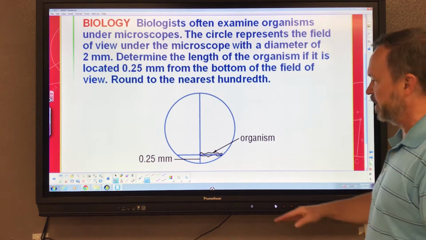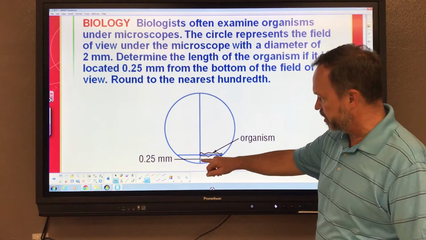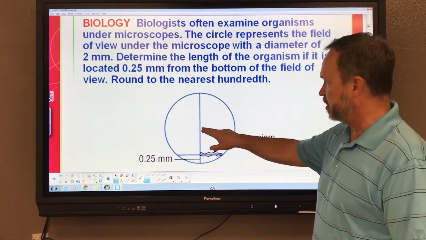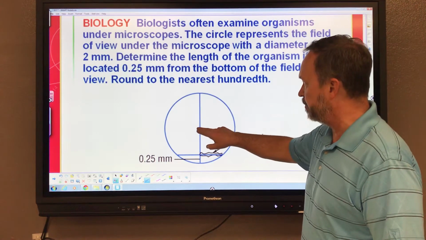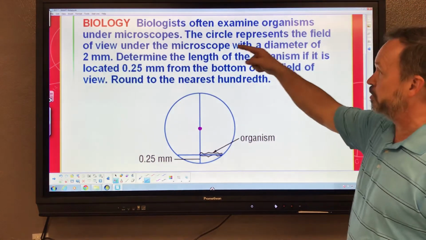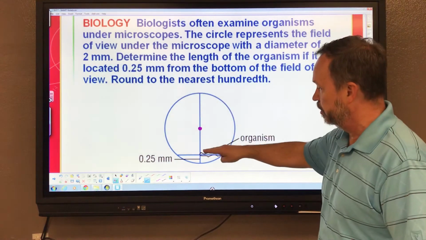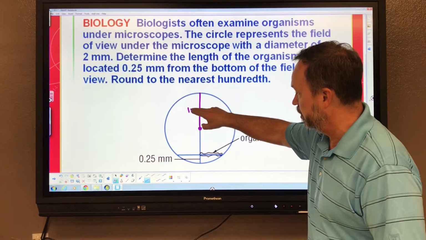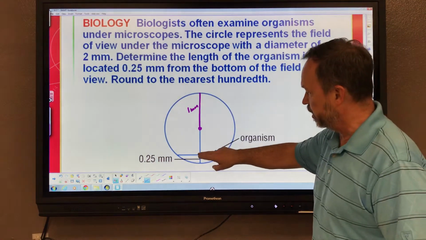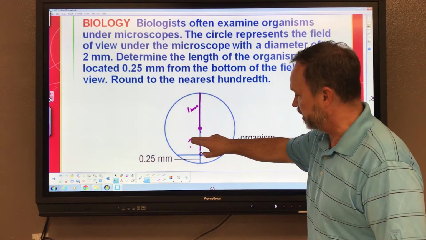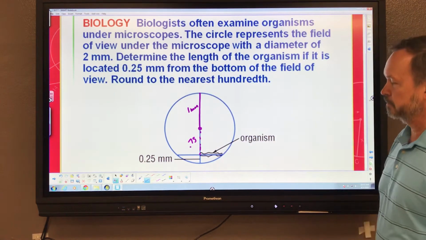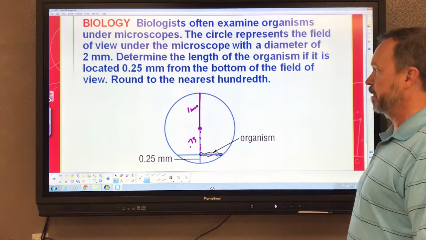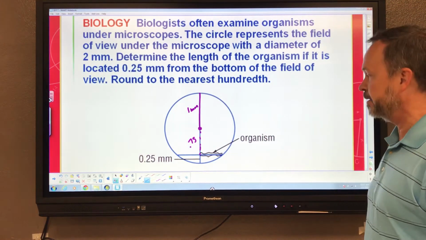So they tell us that this is 0.25 millimeters up to here, which means if you could come in here and pop the center, remember the diameter's 2, so the radius is 1, like from here to here would be 1 millimeter. So from here to here would be 0.75, because then this is 0.25, makes the whole 1, the whole 1 makes the whole 2. Okay? Got it? With me?